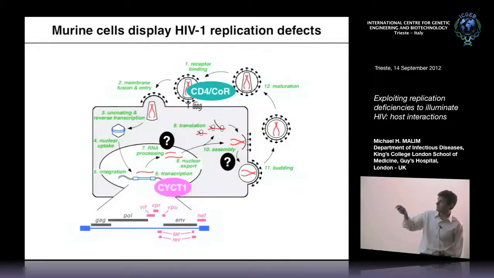First of all, the murine or rodent receptors don't work for HIV entry, but you can put the human receptors in and recapitulate entry. HIV transcription does not work well in rodent cells, but you can put in the TAT cofactor, cyclin T1, and recapitulate active transcription. But even when you do all of that, HIV can't replicate, and it's been recognized for a long time there are ill-defined blocks around the area of RNA processing and nuclear export, as well as assembly itself, that don't proceed properly in rodent cells and are able to establish a block to replication.